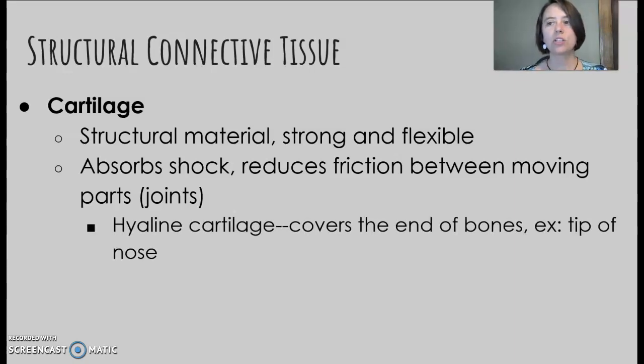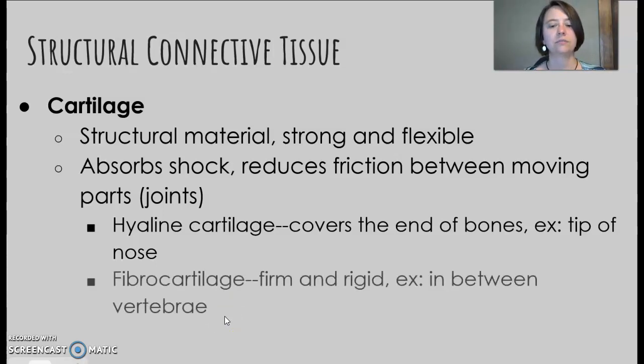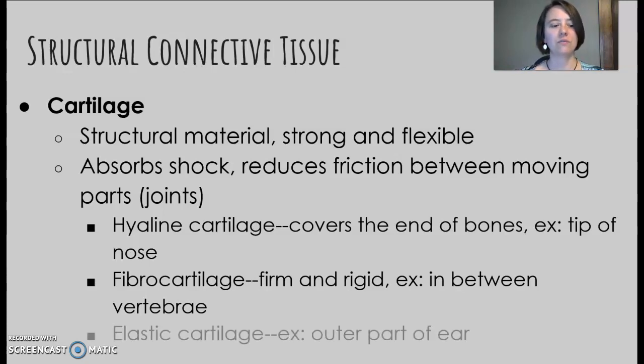Three types of cartilage: hyaline cartilage, and that's going to cover the end of your bones, like the tip of your nose is hyaline cartilage, if you ever want to know what it feels like. There is fibrocartilage, which is more firm and rigid, and that is in between each of your vertebrae. It's flexible and allows your vertebrae to move, but it also needs to be very firm and rigid because you don't want too much movement in your vertebrae. You want to keep that spinal cord safe.